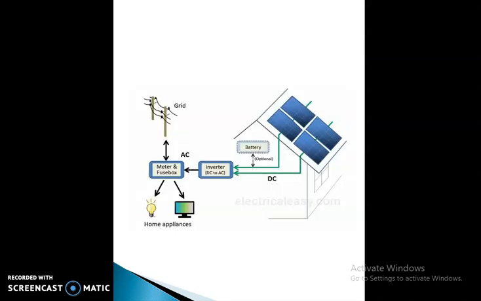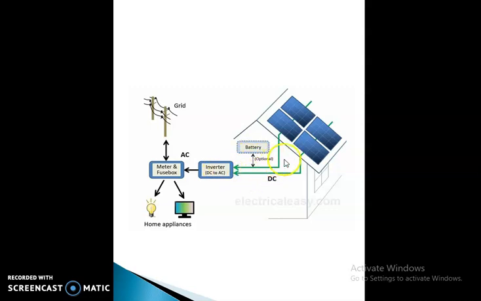This one shows the block diagram of a solar power plant. Here this one is the solar panel, which is mounted on the roof of a house or a building, and this one is the battery, and this is the inverter which converts DC to AC. This one is the meter box and fuse. These are the home appliances. This is the grid. So whenever the solar panel is charged, it will give energy to the battery and simultaneously give supply to the inverter.